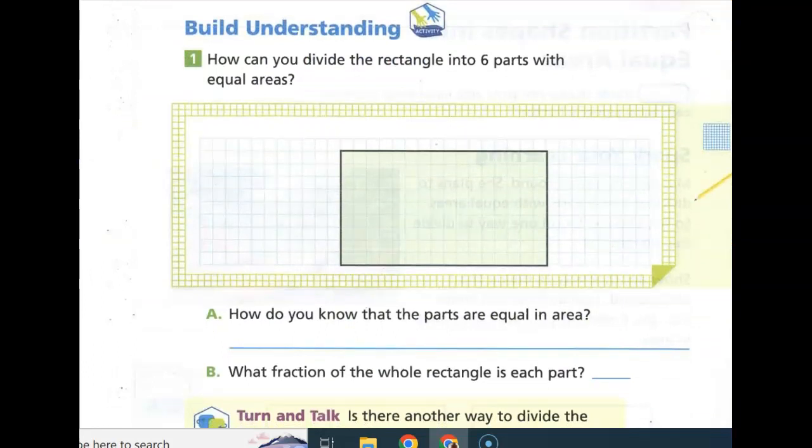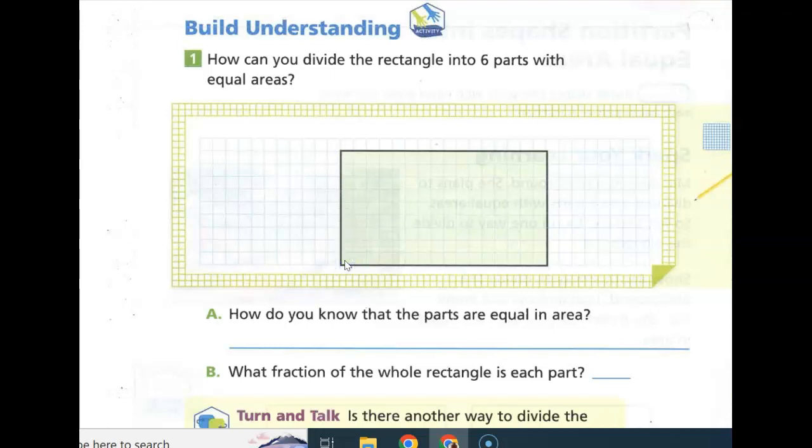How can you divide the rectangle into 6 parts with equal area? How do we know the parts are equal? Okay, so divide that into 6 parts with equal area. If you're home, stop your recording and do that. Okay, so I didn't really see anybody who had it divided into 6 parts in the classroom here. So the first thing I'm going to do is count how many down. How many squares down do we have? 1, 2, 3, 4, 5, 6, 7, 8.